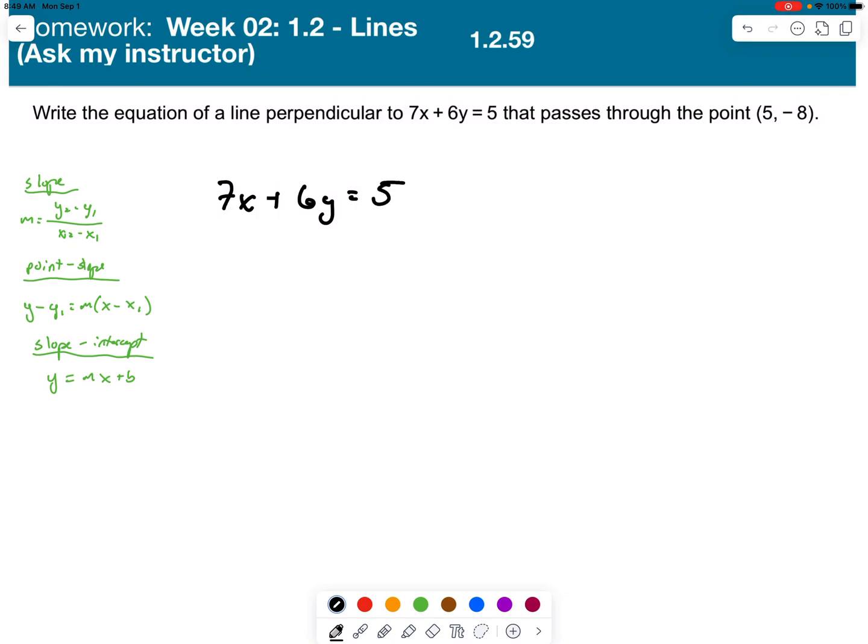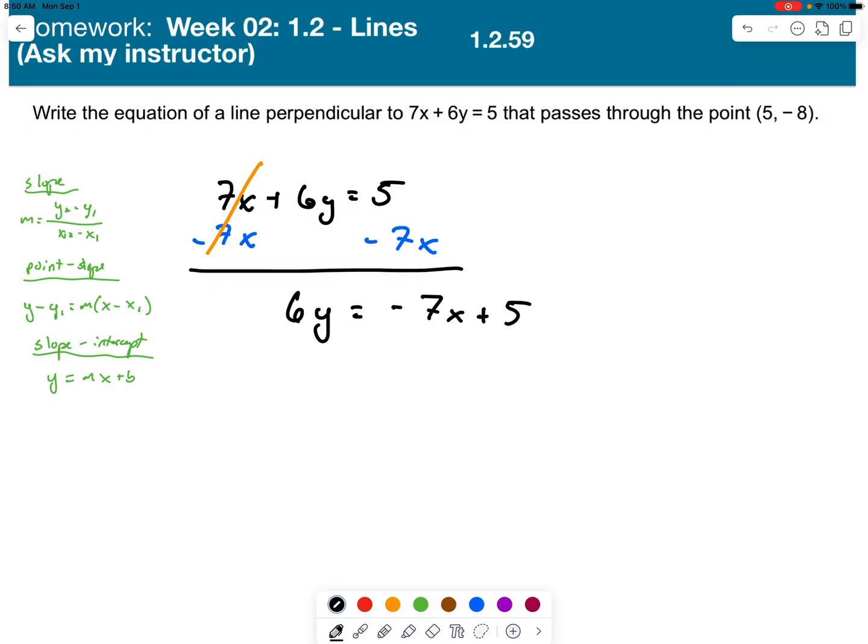Let's solve for y. We're going to use inverse operations. So let's move the 7x to the right. The inverse of the positive 7x is going to be a negative 7x to both sides. That's going to have this guy cancel. A number plus its opposite adds to 0. So at this point, we have 6y equals negative 7x plus 5.